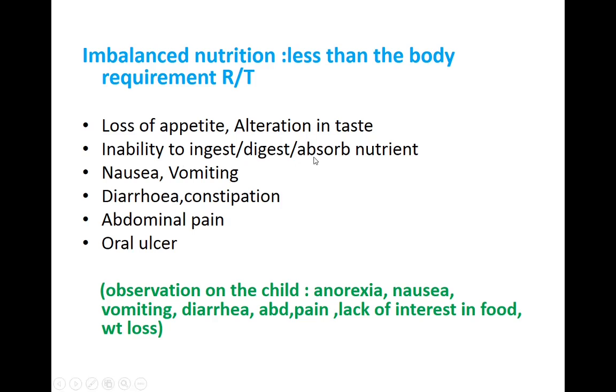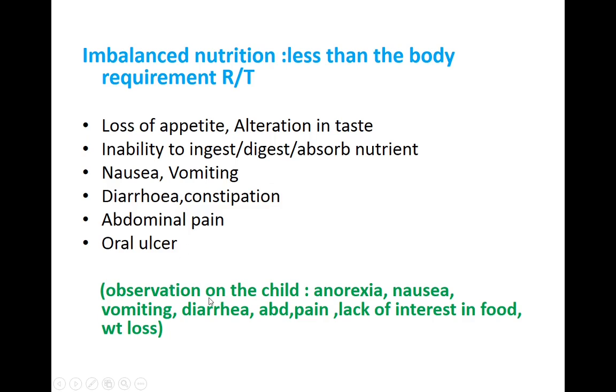Inability to ingest, digest, absorb nutrients. You will see that there is indigestion, frequent indigestion in the child. There is nausea, vomiting, diarrhea, constipation, abdominal pain, and oral ulcer, so the child cannot swallow. Okay. So this imbalanced nutrition might be related with this.